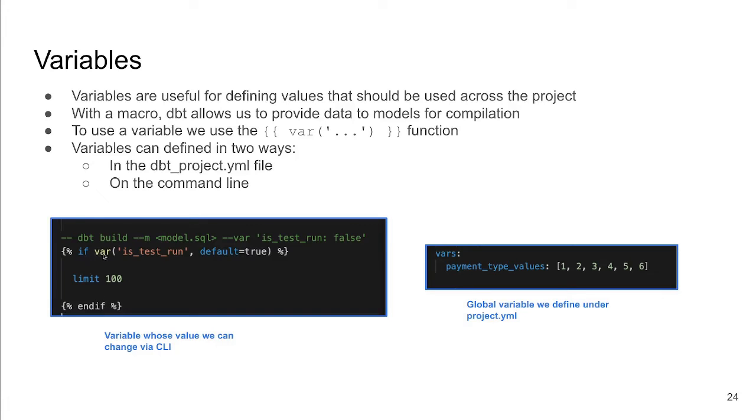And we're going to call the var macro. And here is defining the variable in a certain way, is_test_run. And I'm also providing a default value for this variable, which means that if I run the model by dbt build -m and the name of my model, without this part, is_test_run is going to take the value of true during the compilation. But if I do --var is_test_run false, then it's going to take the value of false. This is how I can alter the value during the run of my model.